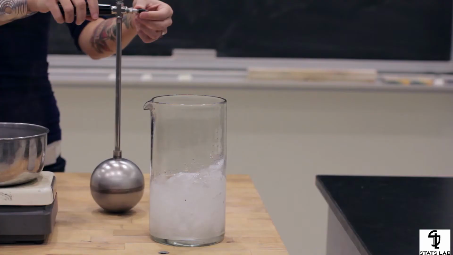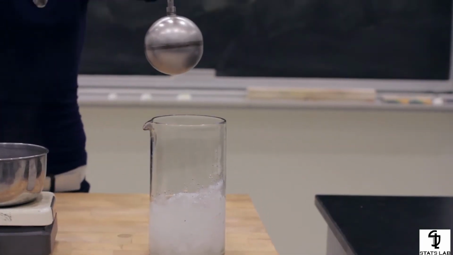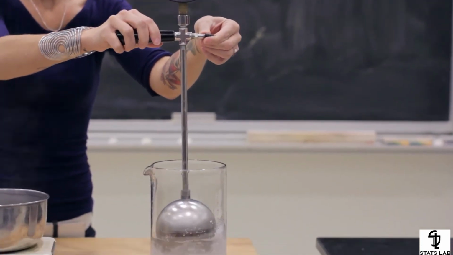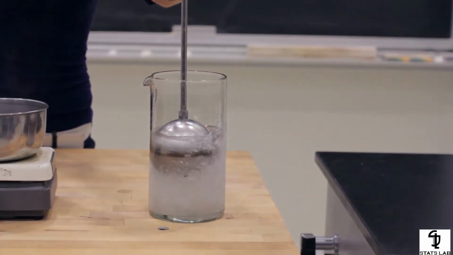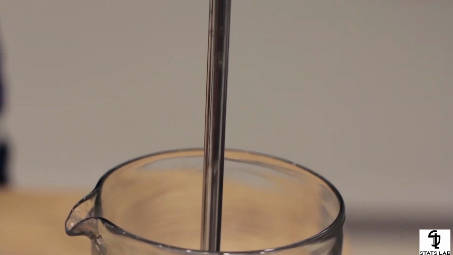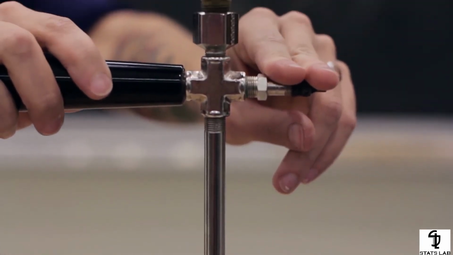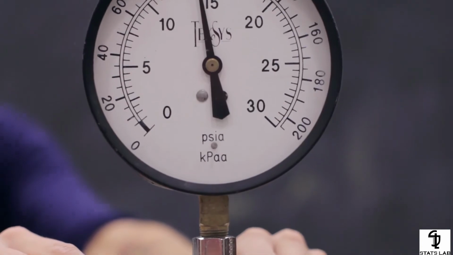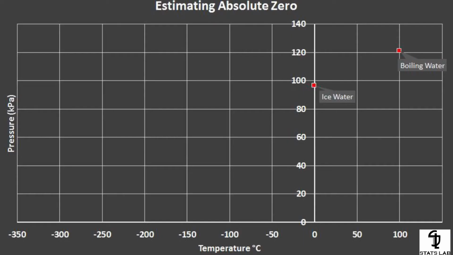We next place the bulb in ice water with a lot of ice, allow it to reach a temperature near 0 degrees Celsius and read off a pressure of 96.5 kilopascals. Note that it is a lower pressure, as expected. The gas particles inside of the bulb are not moving as fast and generating as much pressure at this lower temperature. Let's look at these 2 points on a graph.